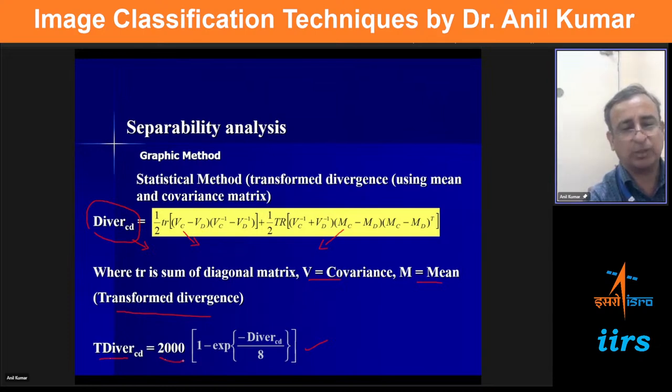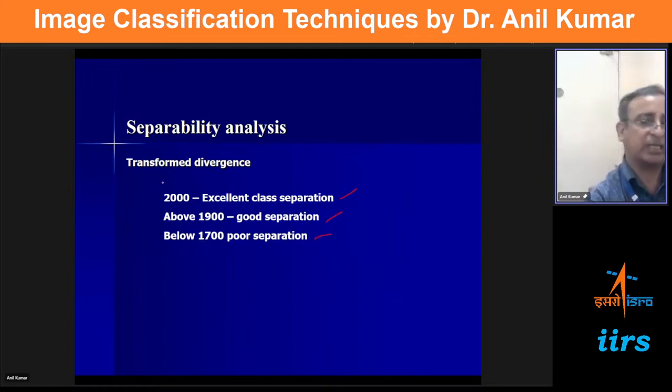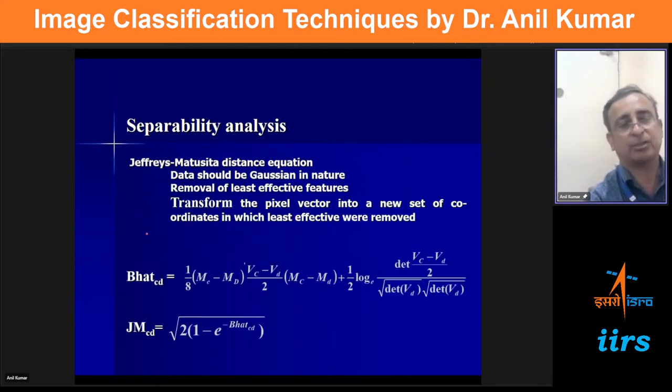Since it is scaled to 2000, you will get a value from 0 to 2000. If your value is close to 2000, it's excellent class separation. If it is above 1900, it is good separation. If it is below 1700, it is poor separation. This transform or separability analysis you can read from the Jensen book on digital image processing. That is very good, and they have used Landsat data and explained these methods from Landsat. Next is the Jeffrey-Matsushita distance.